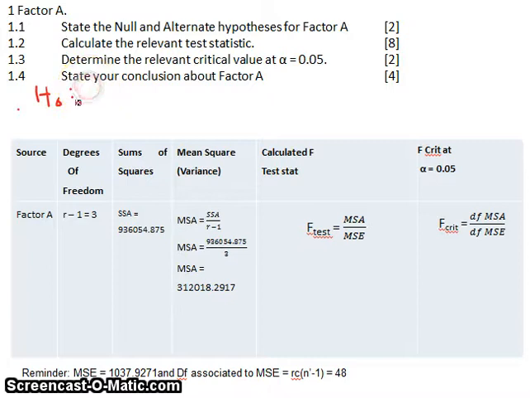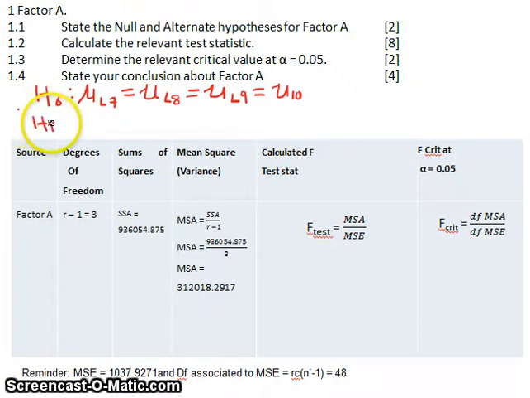the mu, because remember this is what ANOVA does, that's level 7, is equal to the mu of level 8, is equal to the mu of level 9, is equal to the mu of level 10. And so the alternate hypothesis for this could be the mu of level 7 is not equal to level 8, is not equal to level 9, is not equal to level 10.